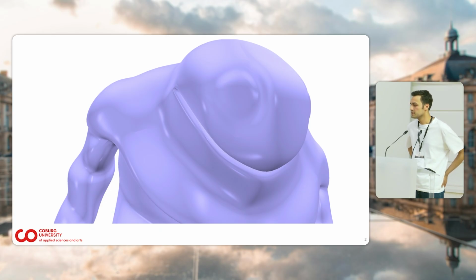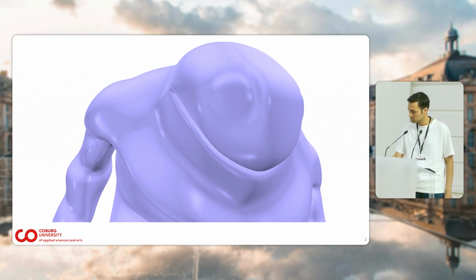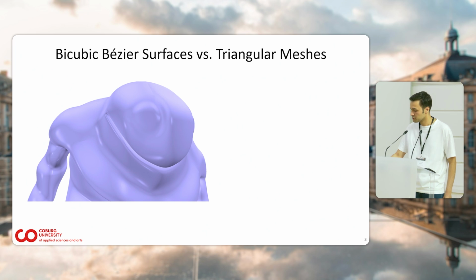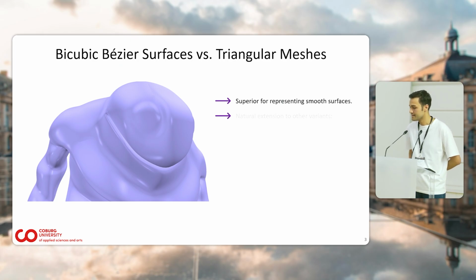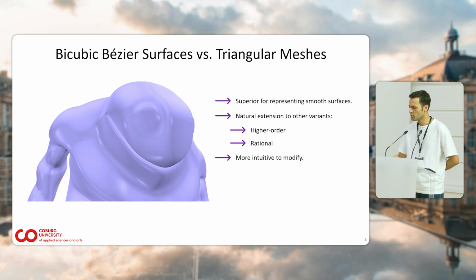We can model a 3D mesh not only with triangles, but we could also use bicubic Bézier surfaces. And now you may ask yourself why we should use bicubic Bézier surfaces instead. In fact, they have some advantages as opposed to triangular meshes. They are superior for representing smooth surfaces. They can be naturally extended to other variants such as higher order and rational ones. And it's more intuitive to modify them.